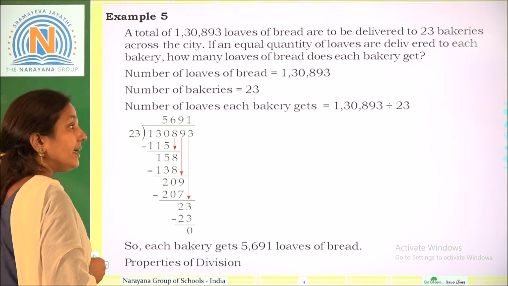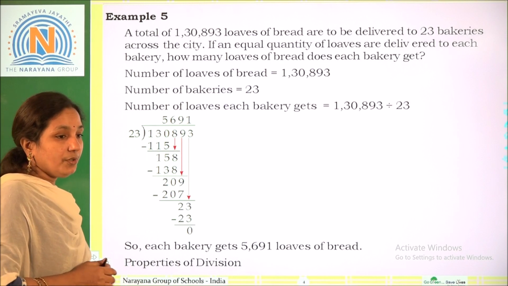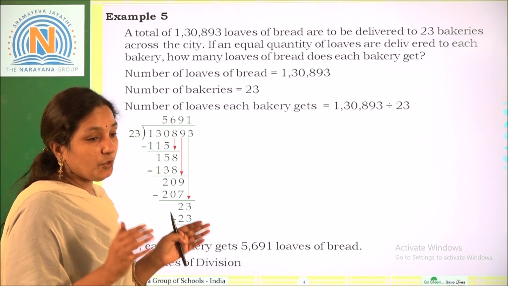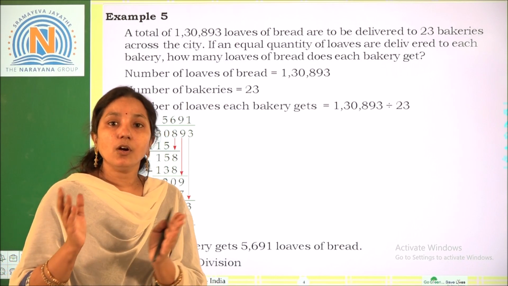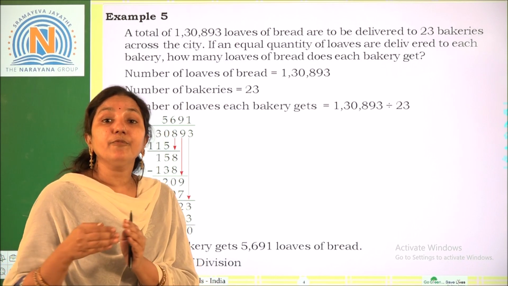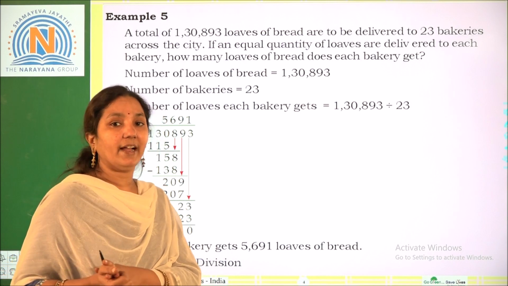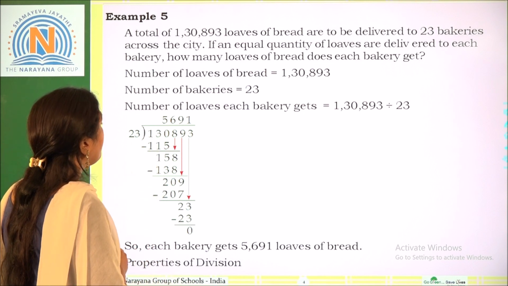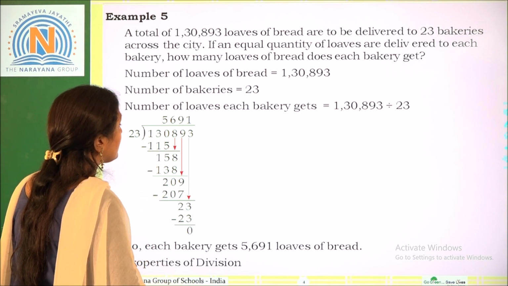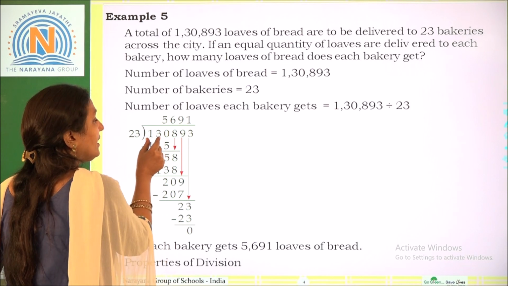Number of loaves each bakery gets, what do we have to do? You know the total quantity you are sharing, and you are sharing among some bakeries. So how much quantity each will get, you can find using division. So now, 1,30,893 is divided by 23. Now can we divide 30?